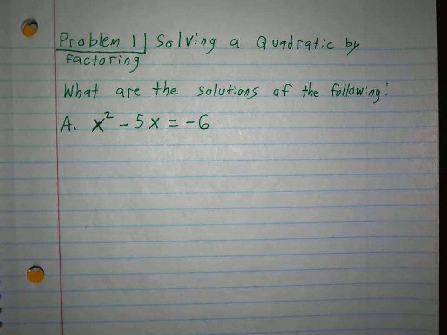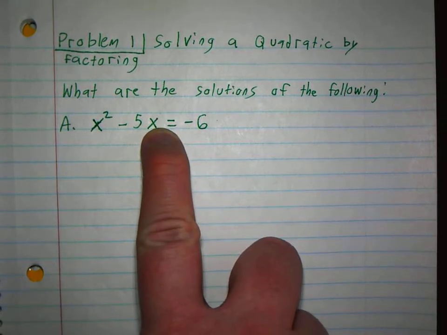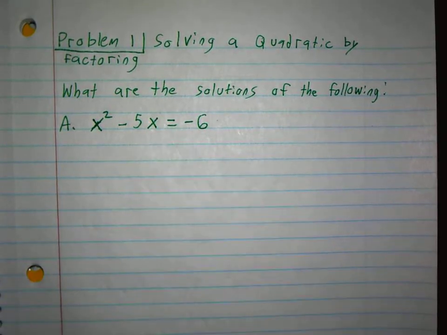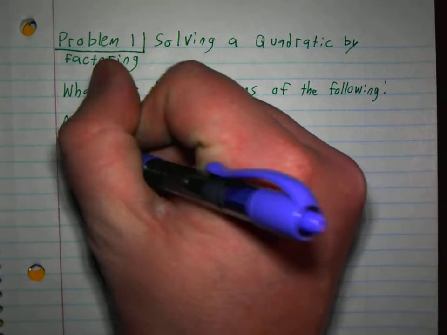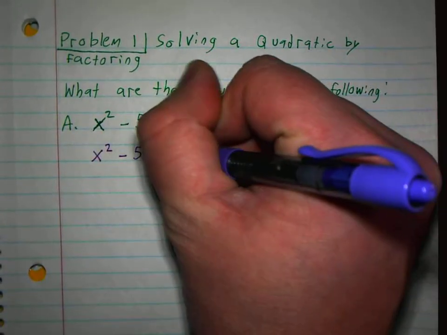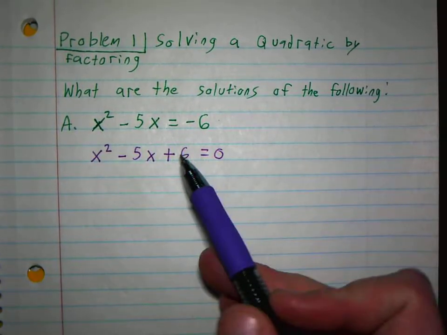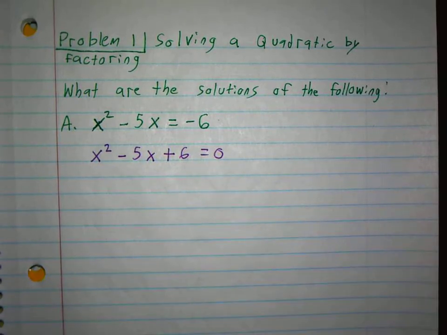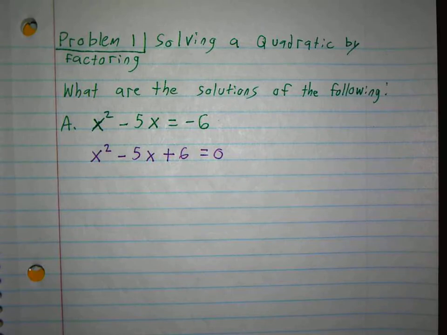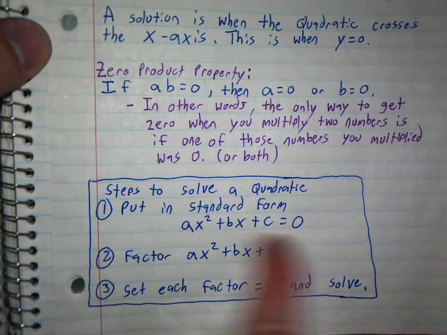Okay? And so I'm going to bring my negative 6 over by adding 6 to both sides. Right? So it's going to be x squared minus 5x plus 6 equals 0. You can either think of it as adding 6 to both sides, which crosses out negative 6 plus 6. The way I like to think about it is if I move something to the other side, it changes sign. Okay? So that was our first step. First step, put it in standard form, right?